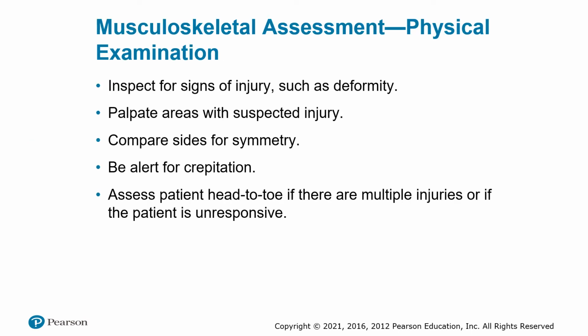On our physical exam, we're going to inspect for signs of injury, such as deformity. We're going to palpate areas with suspected injury, compare sides for symmetry, be alert for crepitation. Crepitation is when you have bone rubbing against bone. Typically, it's because something is broken in there or mushed in there, and you've got a lot of little bone pieces. It's a very chilling feeling when you feel crepitation and hear it, because for me, it's like nails on a chalkboard. Assess the patient head to toe, and if there are multiple injuries or if the patient is unresponsive.